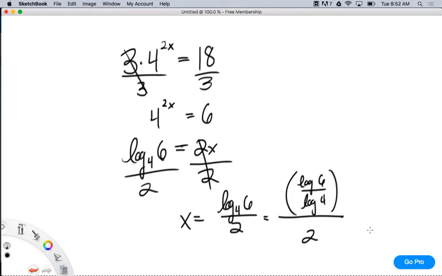If that looks confusing to you, it's just because it's a fraction within a fraction. But honestly, you just do this part first and then divide your answer by 2. If you are having trouble with that, you got to go check out solving exponential equations using logarithms.